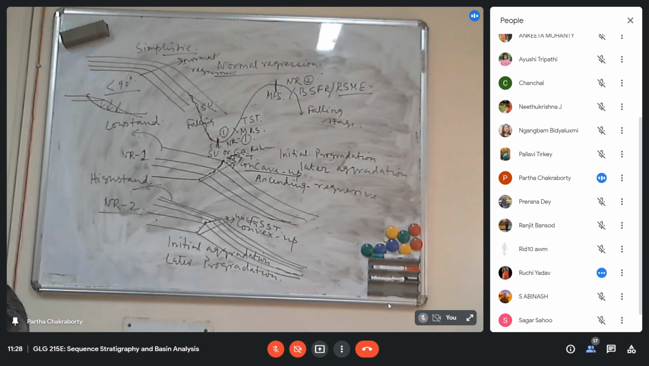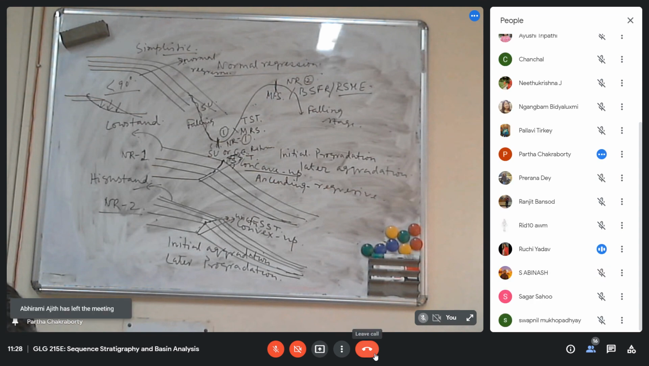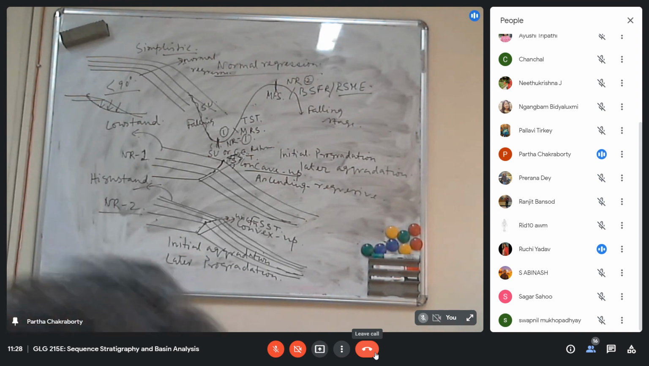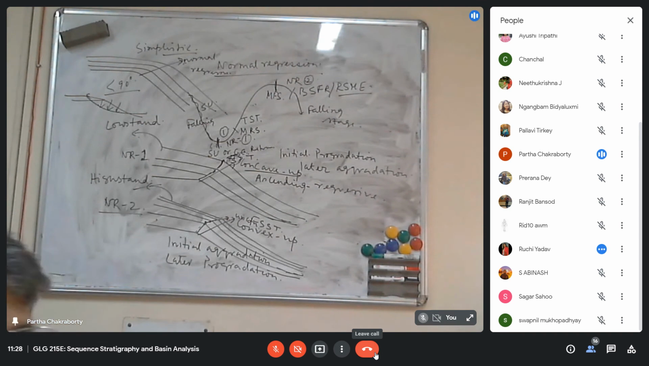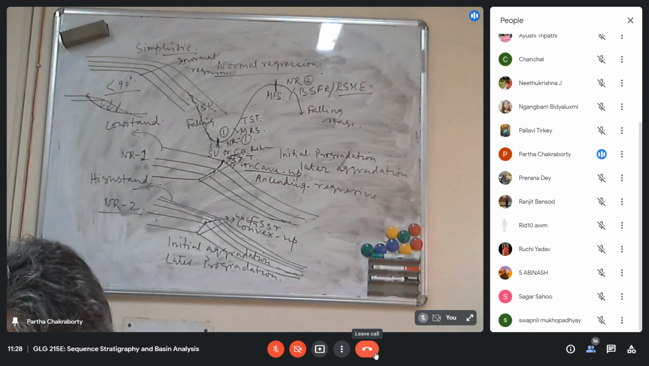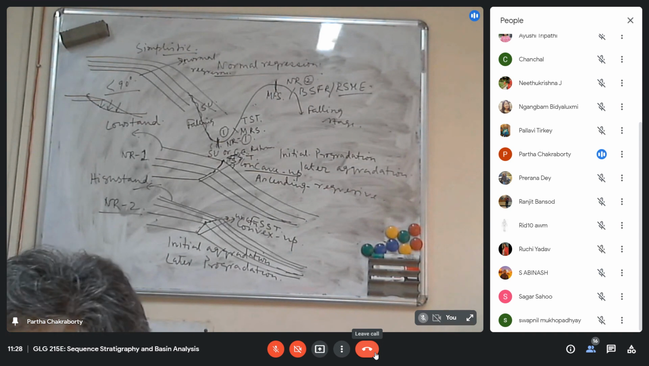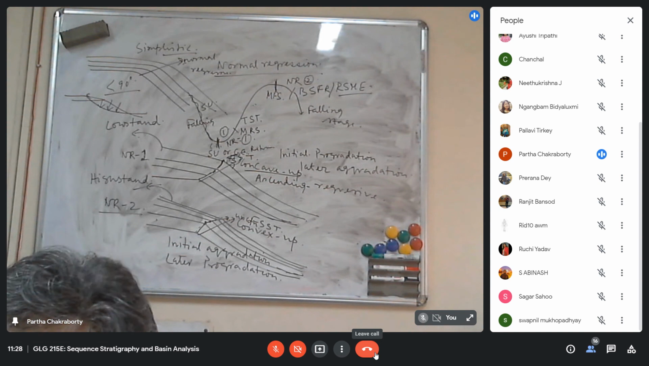Can we not simply tell by seeing whether it is a concave up profile or a convex up profile? No. Ruchi, this concave and convex profile that I am discussing is almost impossible to identify in outcrop. It cannot be identified in outcrop.